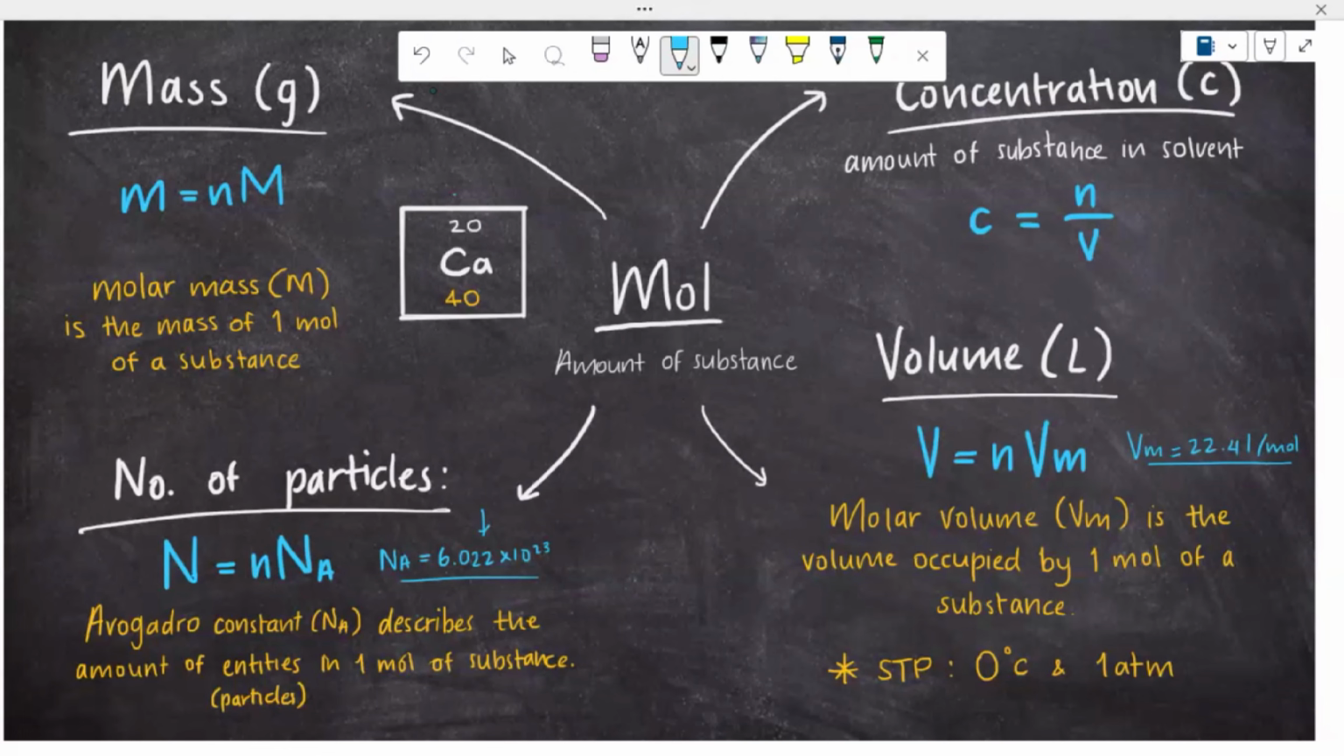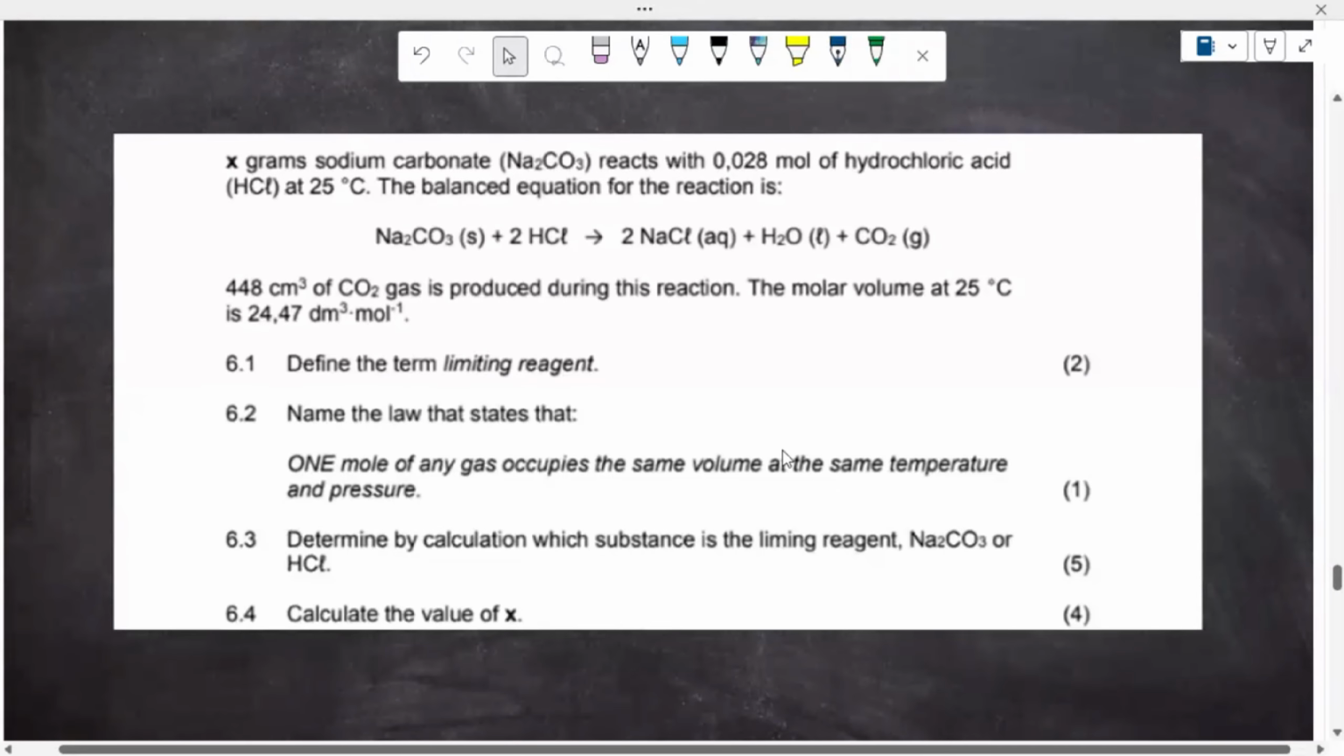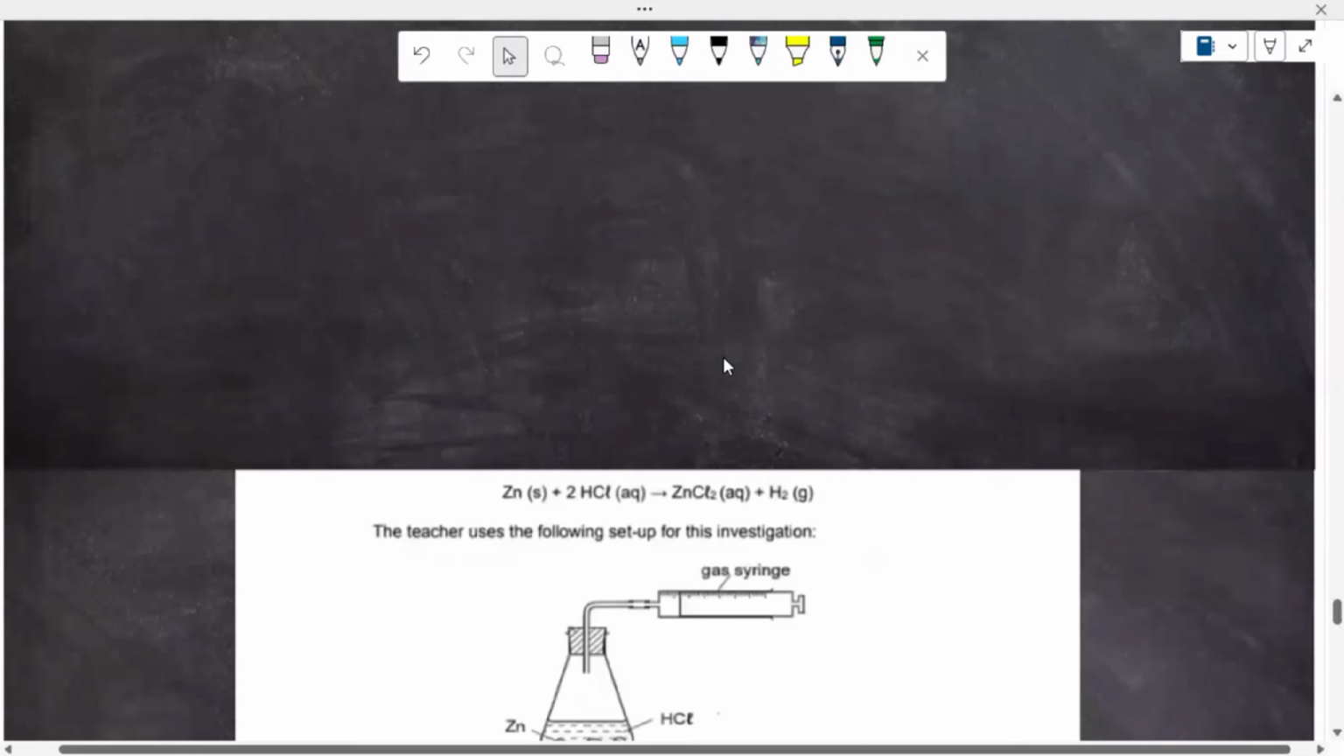Okay, so we don't have enough time for limiting reactants. I'm realizing that maybe you're only going to learn that this year. So actually, I'm not going to go into this because I don't think it would be revision. It would be new work. And then obviously we don't have enough time to go through the questions that I've put here.